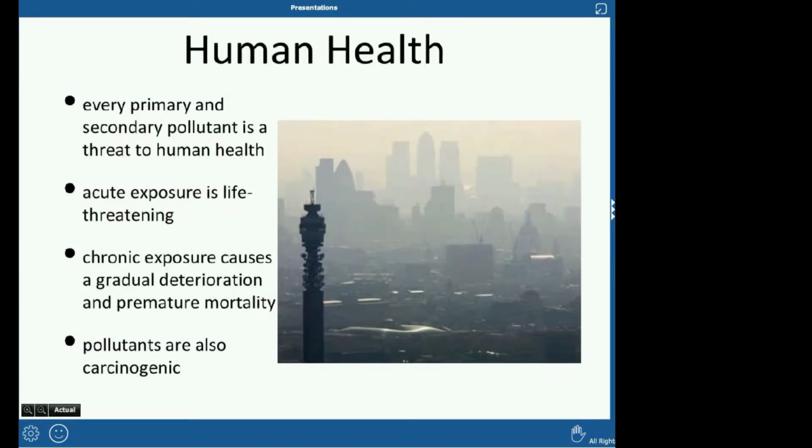So this unit also talks a little bit about human health. Basically, every primary and secondary pollutant is a threat to human health. And while we're talking about primary and secondary pollutants, there's not always a lot of time, so I'm going to tell you you need to memorize something. The concepts, that kind of stuff is more important usually, but I would know the primary and secondary air pollutants. Those are important, and they'll ask you about them.